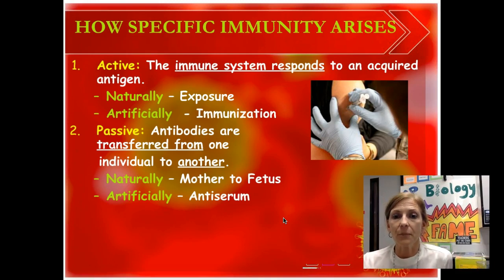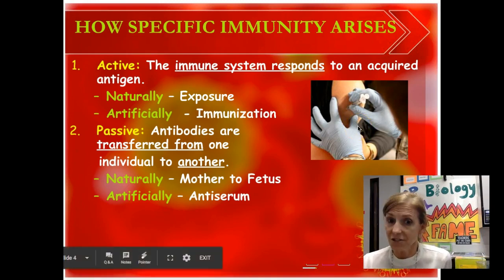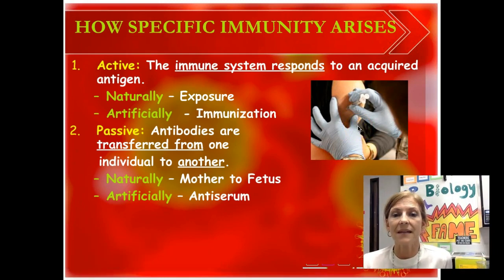So actively, you make your own antibodies after naturally being exposed to the virus. So the kid next to you has the flu. You, by chance, were exposed, and you now will make antibodies against it. Or artificially, you went to the doctors, you got an immunization shot, you exposed yourself to the flu antigens, and then you actively made antibodies against it. So immunity can be active and natural or active and artificial. So active means you're making the antibodies. Natural means by chance you came across the antigen. Artificial, it was on purpose.